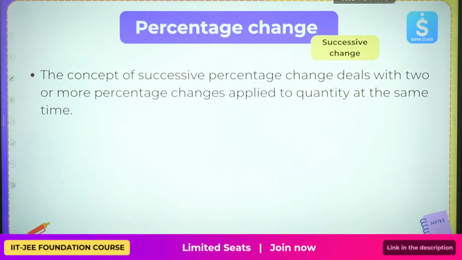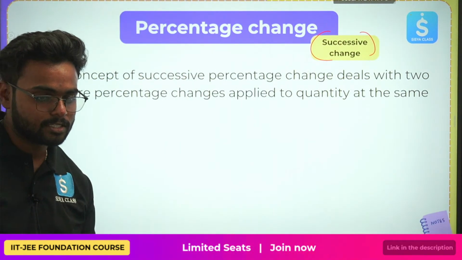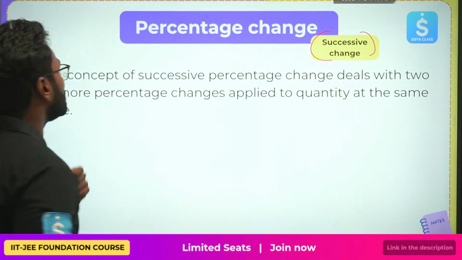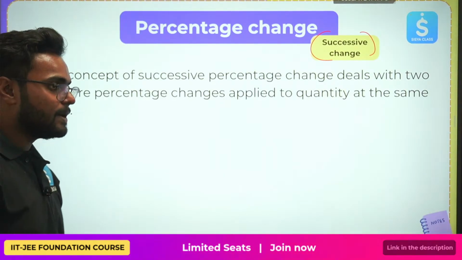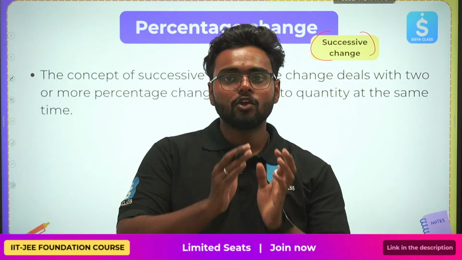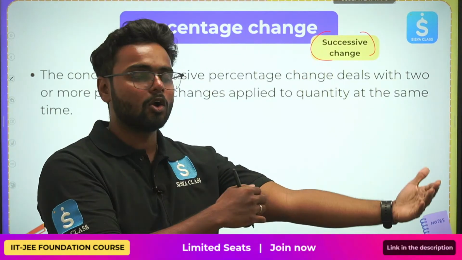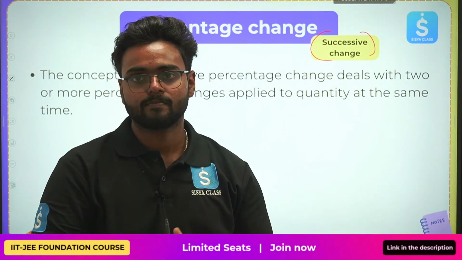Now coming to the concept of percentage change with successive change. This concept of successive percentage change deals with two or more percentage changes applied to a quantity at the same time. Let me tell you, now you have 100 rupees, right? You are giving it at a discount of 20% to the next person. Then he got 80 rupees, right?